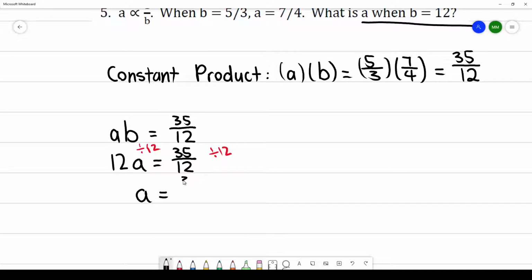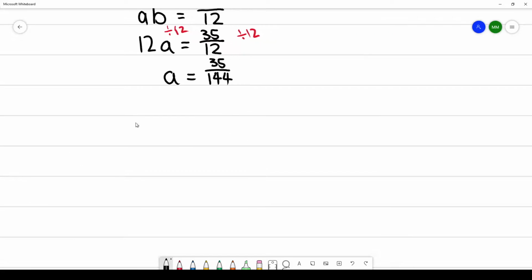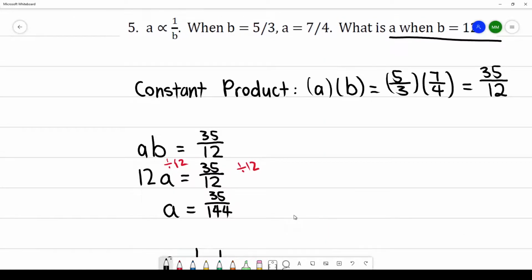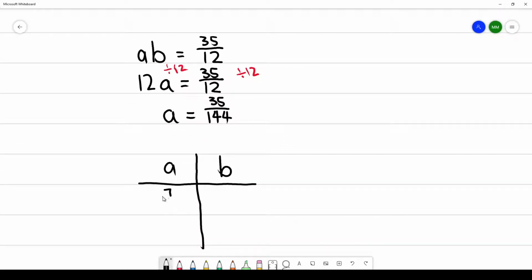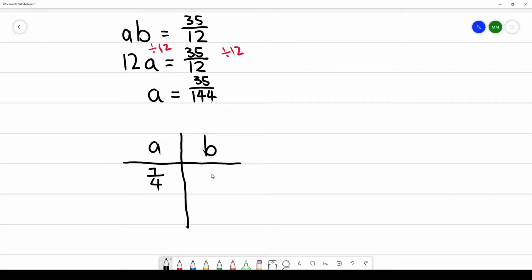We get A is equal to 35 over 144. Now you could try the other method as well. It works, but what you are going to realize with fractions is that it gets really complicated. So A was originally 7 over 4, and B was originally 5 over 3. And now we changed B to 12, and we want to find out what A is.